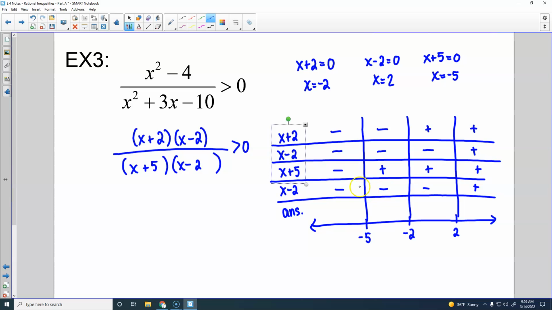Okay, so then we're just going to look at the columns here, and if we have an even number of negatives, our answer is positive. So I've got 1, 2, 3, 4 here. That's going to give me a positive. Here I've got 1, 2, 3. That's going to be negative because it's odd. Here I've got 2. That'll give me a positive. And of course the last one, because those are all positive, is going to give me a positive.